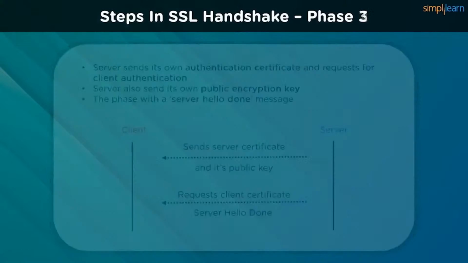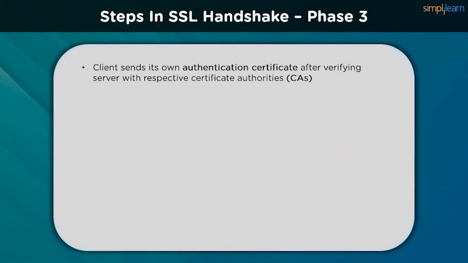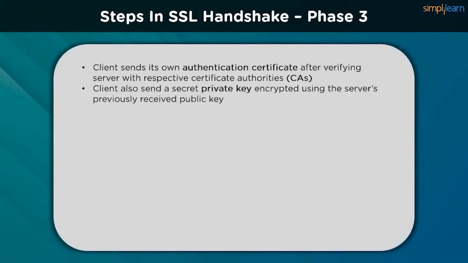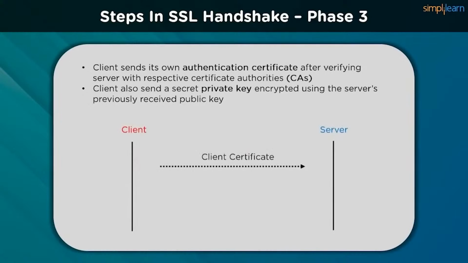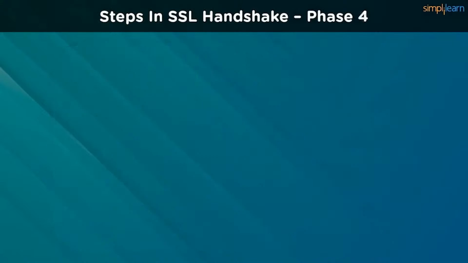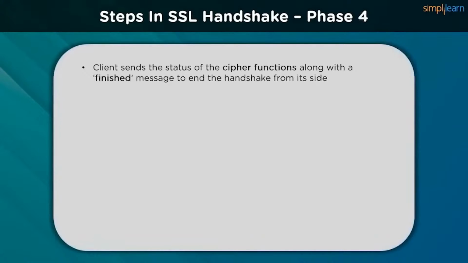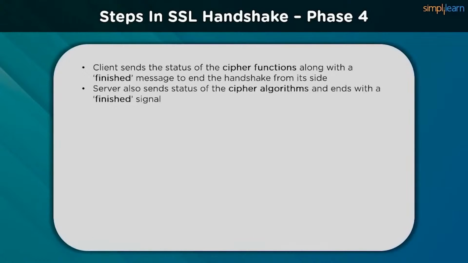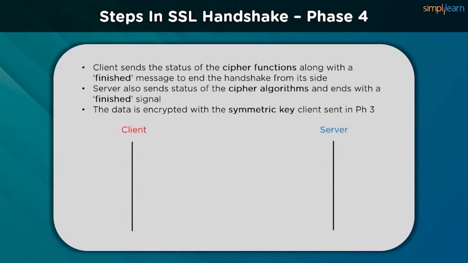In phase 3, the client sends its authentication certificate after verifying the server with the respective certificate authorities. The client now sends a private key which is encrypted using the server's previously sent public key. In phase 4, the client sends the status of the cipher functions along with a finished message to end the handshake from its side. The server also sends the status of the cipher algorithm and ends with a finished signal. The data is now encrypted with the symmetric key the client sent in phase 3.